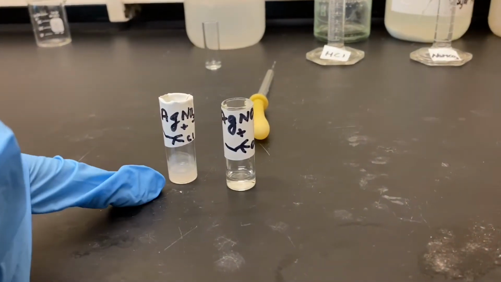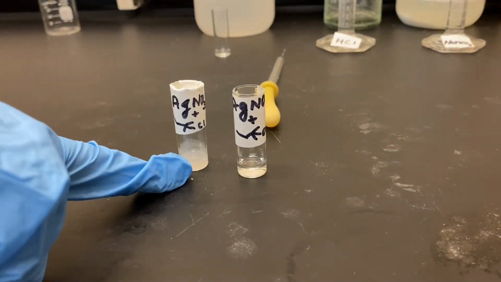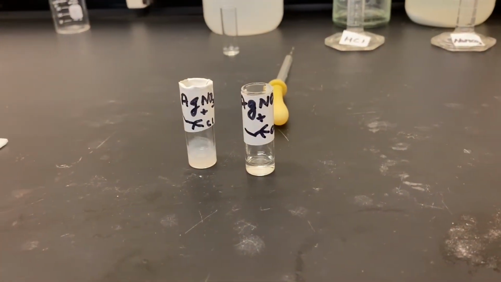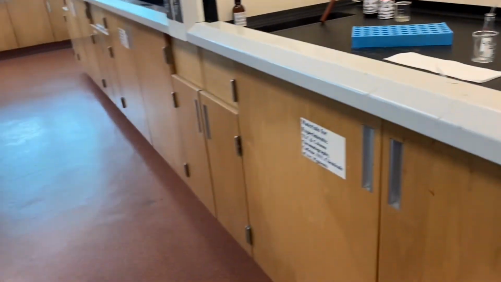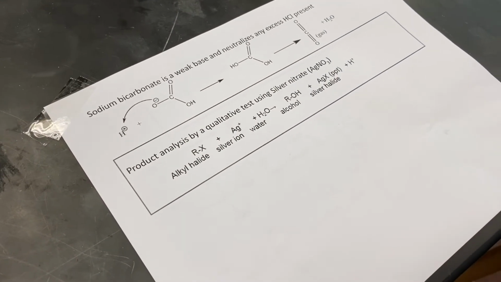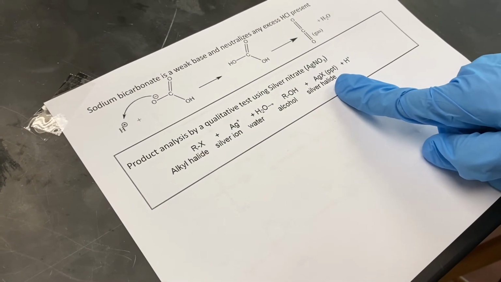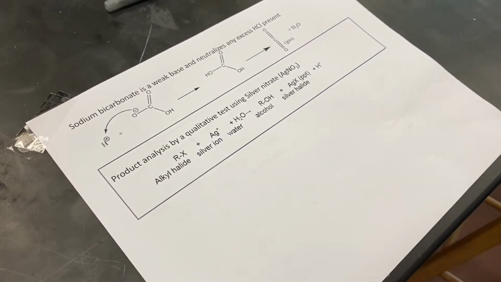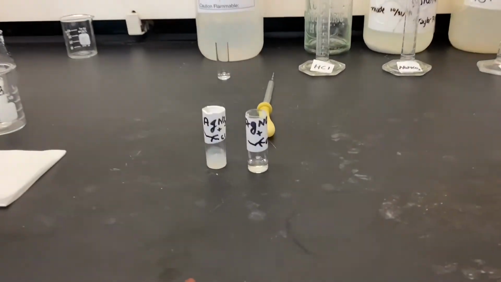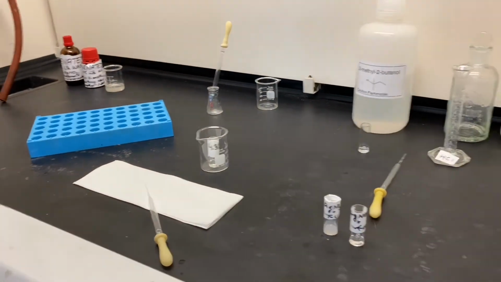The silver halide formed is insoluble in water and appears as a white cloud or a white precipitate. So if you look at the chemical equation, whenever silver nitrate is reacted with any unknown material and a white precipitate forms, we can estimate that the unknown material must have contained a halide. We will also be doing the IR of this neat chloro product, and we'll compare it with the starting butanol's IR.